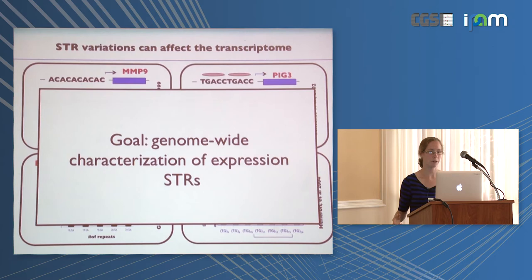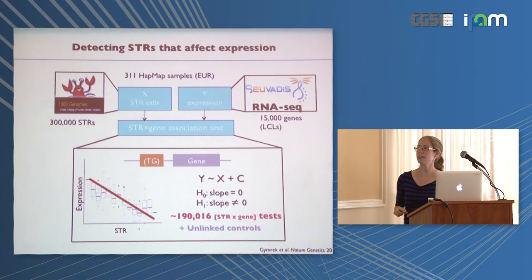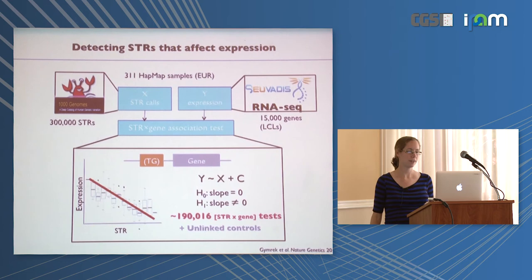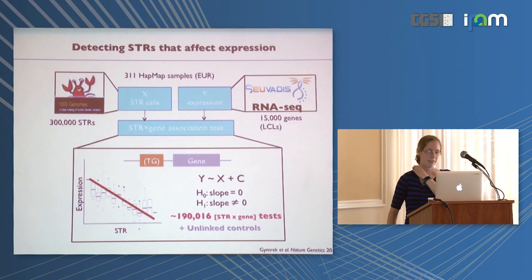Okay, so I'm not going to talk a whole lot about this study, but we've basically taken our STR genotypes that we got from the 1000 Genomes data and combined that with expression data available from the GEUVADIS project, and then taken every STR that's nearby a gene and tried to do an association study between the number of repeats of the STR and the expression of that nearby gene, after controlling for some confounding factors like population structure and ethnicity, et cetera. Altogether, we did about 190,000 STR by gene tests. And for each test, we also did an unlinked control, where we take, say, an STR on chromosome 1 and test for association with expression of a gene on chromosome 5. These are our unlinked controls.